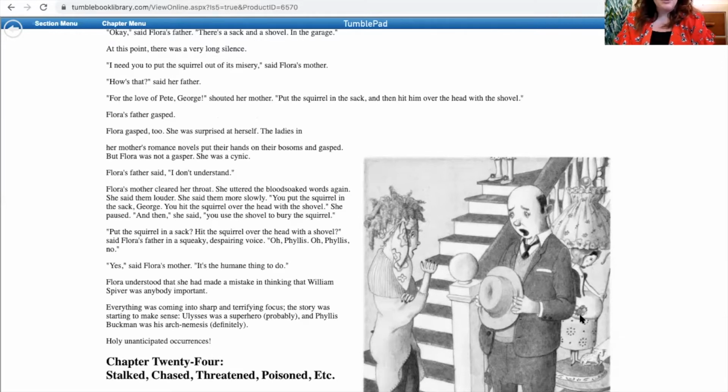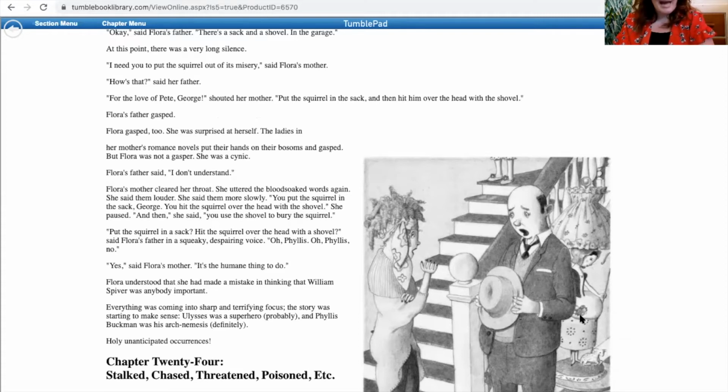She uttered the blood-soaked words again. She said them louder. She said them more slowly. You put the squirrel in the sack, George. You hit the squirrel over the head with the shovel. She paused. And then, she said, you used the shovel to bury the squirrel.